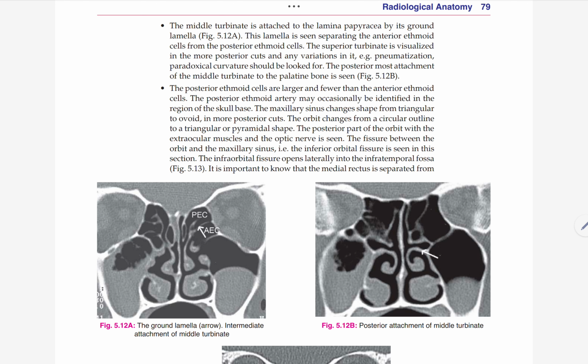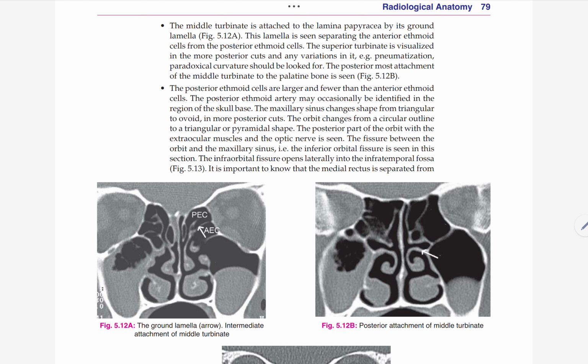The posterior ethmoid cells are larger and fewer than the anterior ethmoid cells. The posterior ethmoid artery may occasionally be identified in the region of the skull base. The maxillary sinus changes shape from triangular to ovoid in more posterior cuts. The orbit changes from a circular outline to a triangular or pyramidal shape. The posterior part of the orbit with the extraocular muscles and the optic nerve is seen.